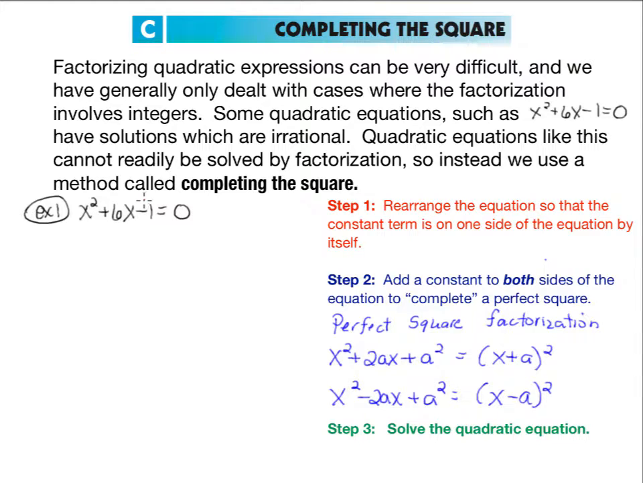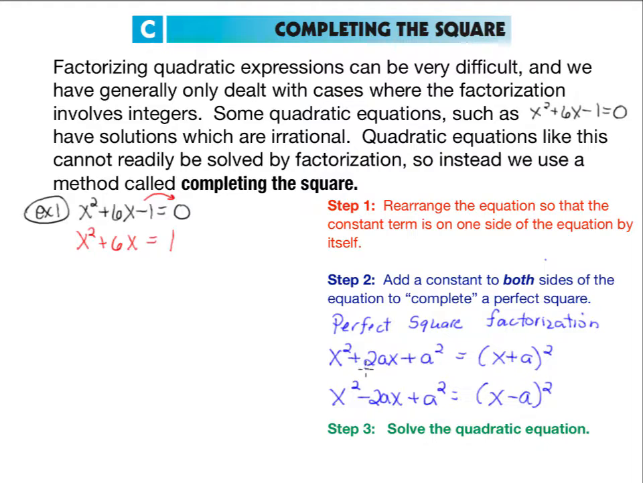So for example 1, I need to add 1 to each side so that I have that constant on the side by itself. So I end up with x squared plus 6x is equal to a positive 1. So I have my x terms on one side and my 1 on the other side. Now I'm going to look at the left-hand side, the side with the x's, and rewrite it so it looks like a perfect square.